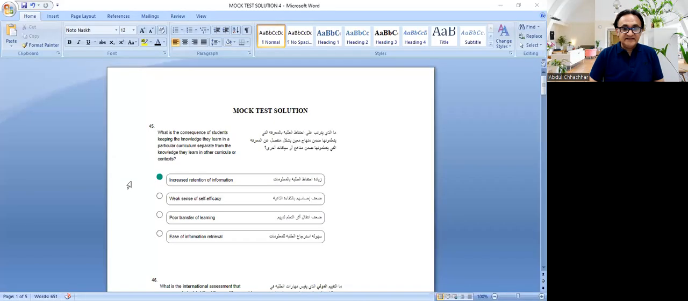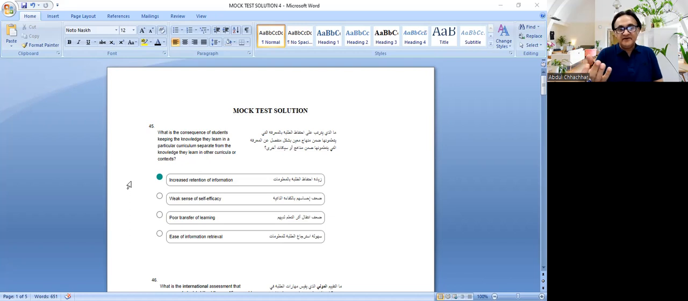Now, the first question, as you can see here: what is the consequence of students keeping the knowledge they learn in a particular curriculum separate from the knowledge they learn in other curricula or contexts? Basically, this is talking about extracurricular activities and information. The students are getting extra information, or they are being engaged in extracurricular activities. What are the consequences, what are the results of that? Definitely, it is increasing the information. So why do we use the extracurricular? It actually reinforces the lessons students have learned.